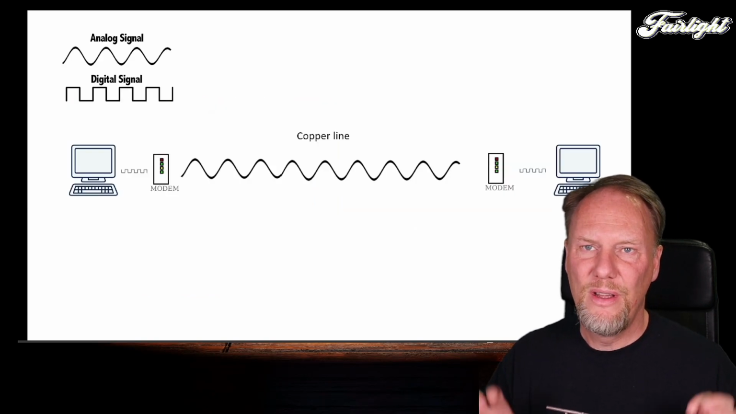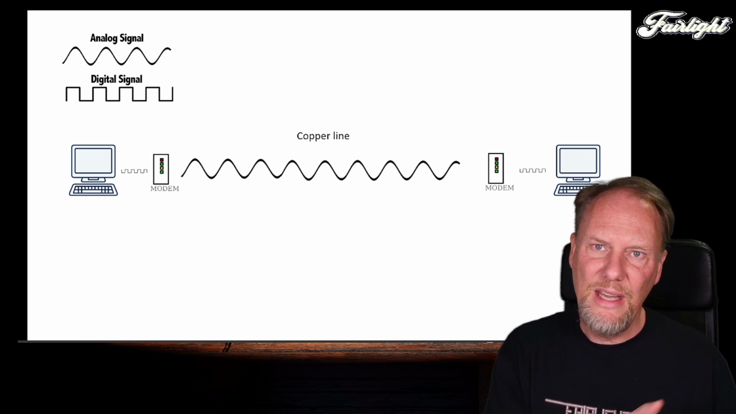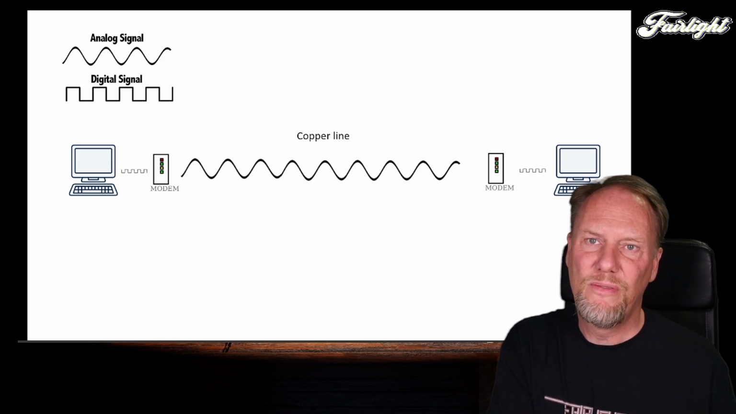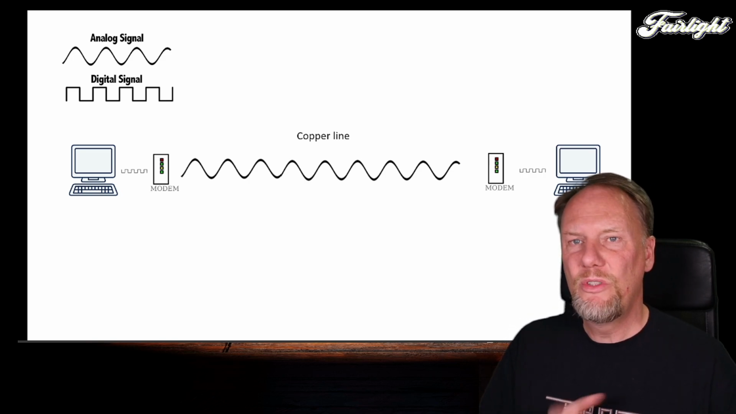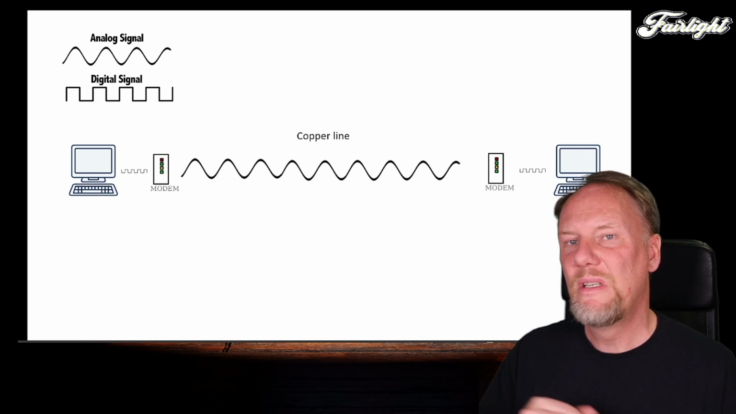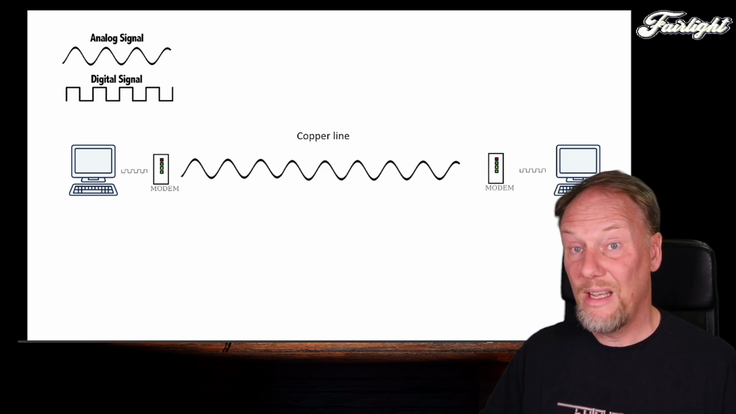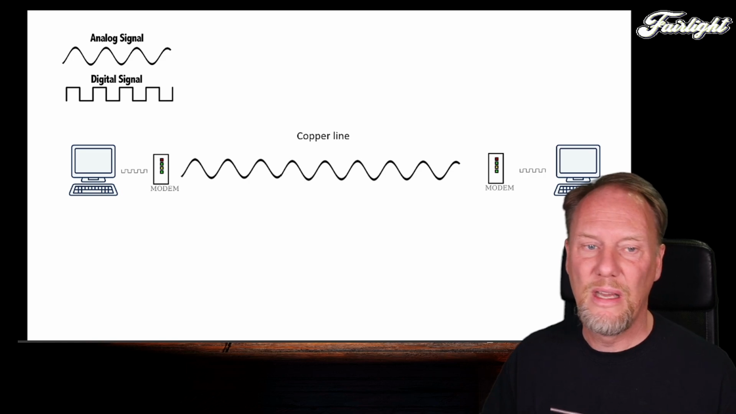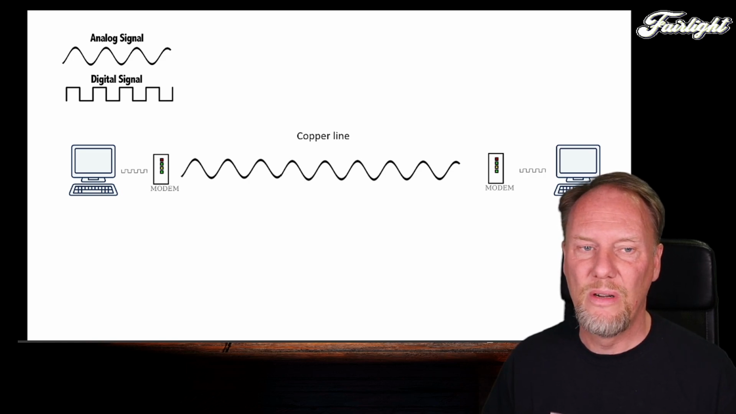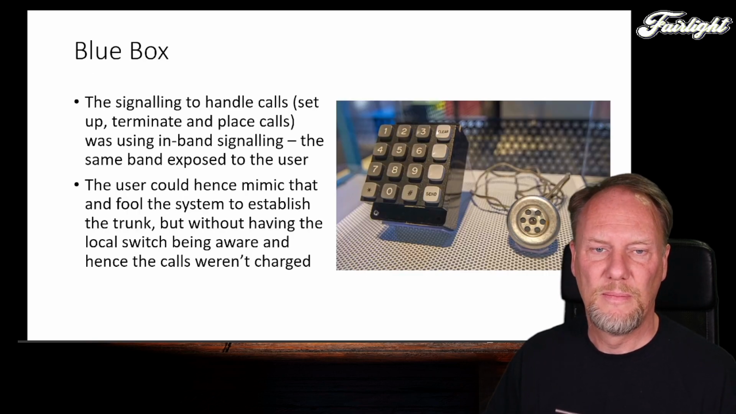And if you run a modem here, a modem is a modulator demodulator. So it takes a digital signal that comes from the computer and modulates it so it can run on the copper line, and then the receiving modem demodulates that signal into the same digital signal that originally came from the sending computer. Something along the lines of what you see here.